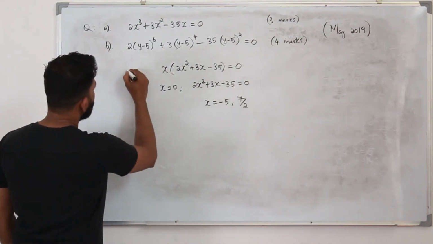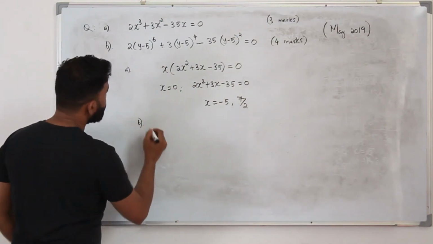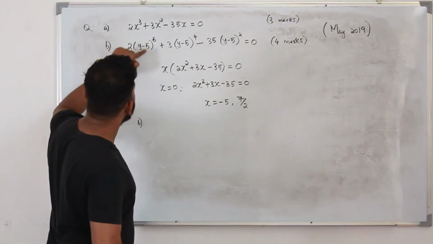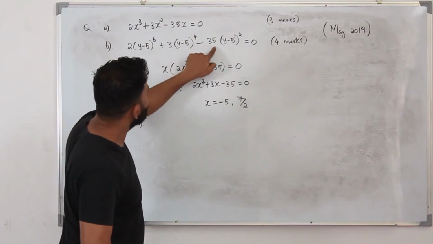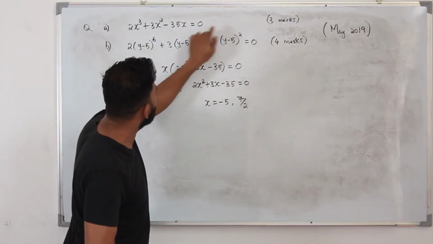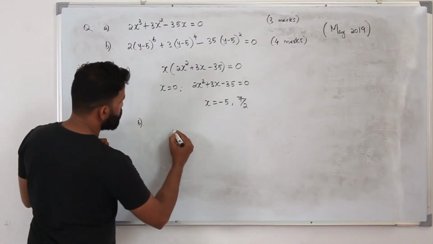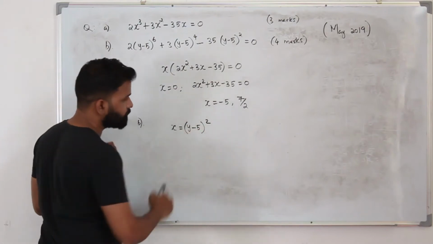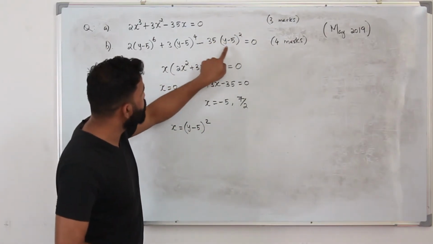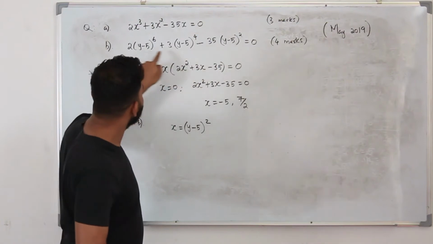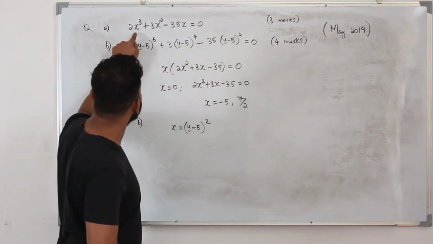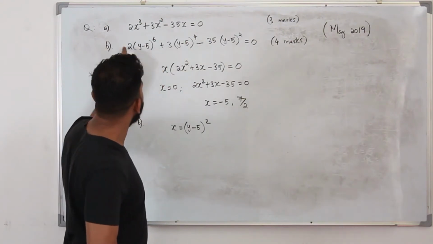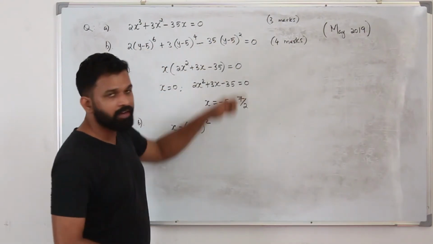Let's move on to part B. This is part B. When you compare these two equations, as I said earlier, you have 35x, 35 into this. So this has to be taken as x. So your x will be y minus 5 whole square. And if you replace y minus 5 whole square by x, this equation is same as the first equation. You will have 2x cube, 3x square minus 35x.